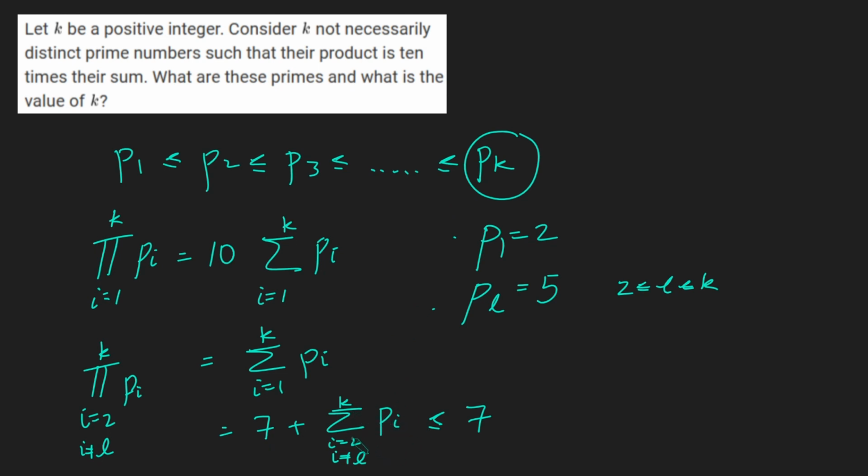And well, how many terms have I got in the sum? Well, I'm going from 2 to k, so that would be k minus 1 terms, but obviously I'm excluding the lth term, so that's going to be k minus 2 terms. So therefore, I can say that this is less than or equal to 7 plus k minus 2 lots of pk. Amazing. So I've got that this product here is less than or equal to 7 plus k minus 2 lots of pk. Let me clear up the screen and we'll continue.